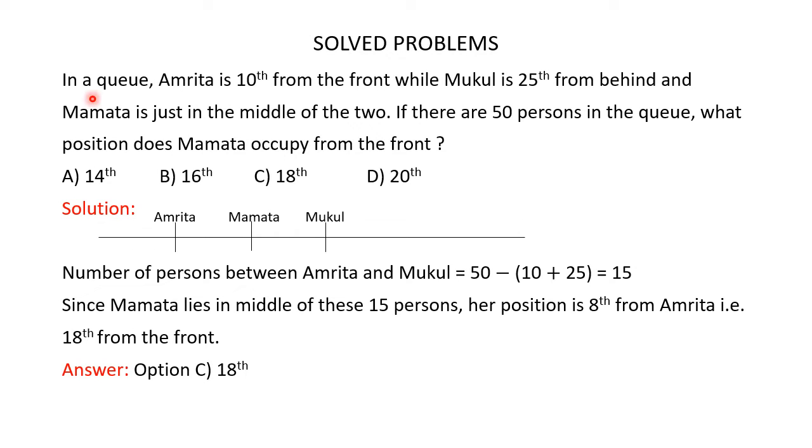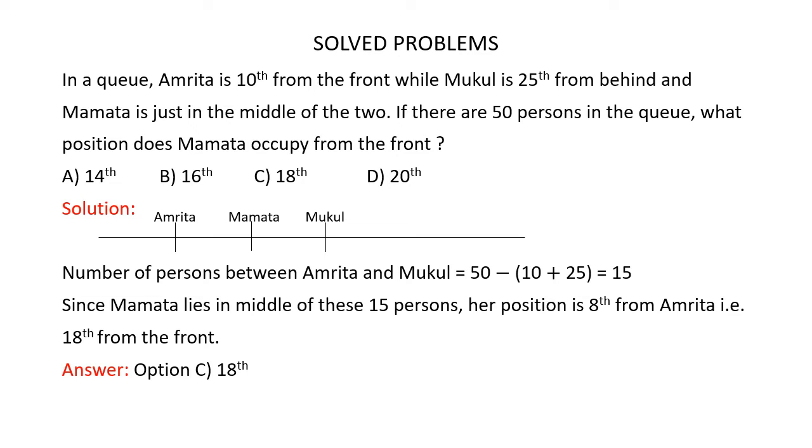In a queue, Amrita is 10th from the front, while Mukul is 25th from behind, and Mamta is just in the middle of the two. If there are 50 persons in the queue, what position does Mamta occupy from the front? You are given 4 options and you have to find out which of these options is the correct one.